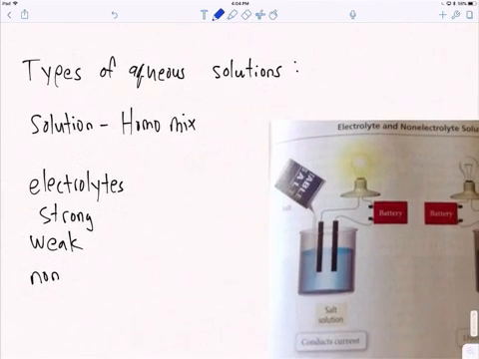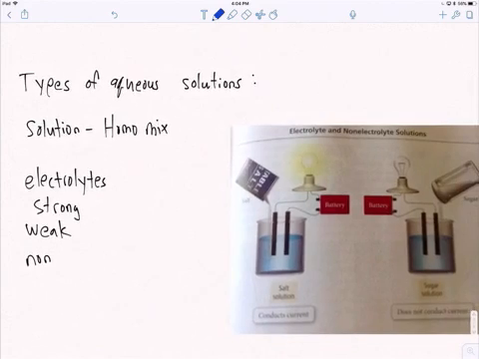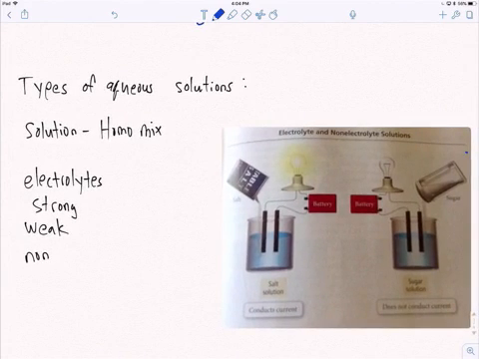Okay, and types of aqueous solutions. I already said solutions are homogeneous mixtures. If you've had me in lab, you've already seen this. If you're having lab this week, you'll see this. There's different types of electrolytes. So there are strong electrolytes. Let me back up. Pure water does not conduct electricity all that well.